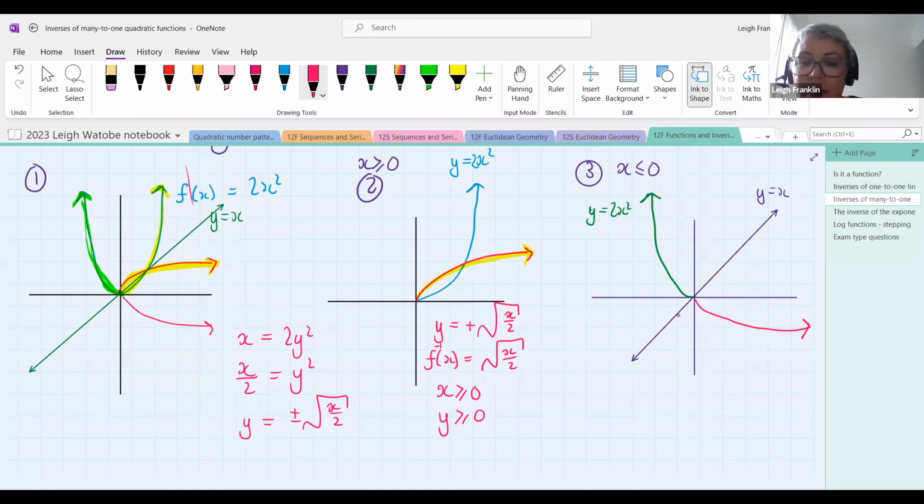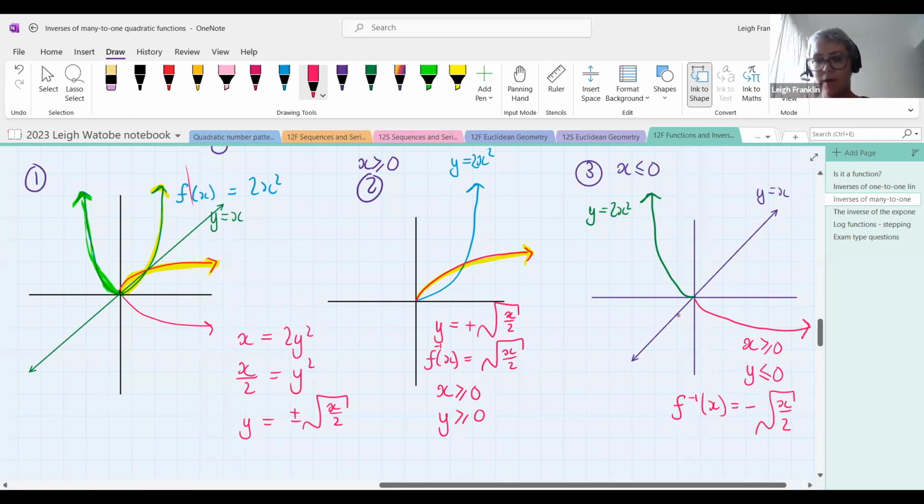All right, so here what I have done is I've restricted it to where x is greater than or equal to 0, but where y is smaller than or equal to 0, because I'm in quadrant 4. x is positive and y is negative. So y has changed sign. So now I can write this as f to the minus 1 of x is equal to negative root x over 2.